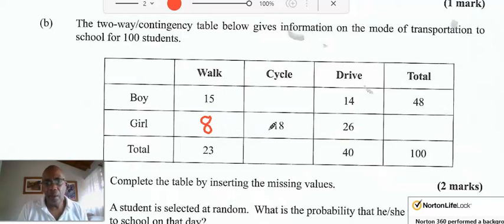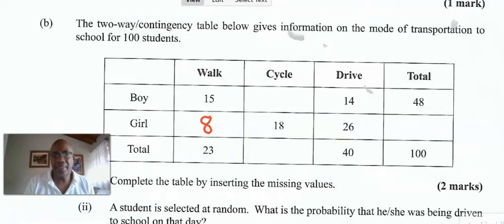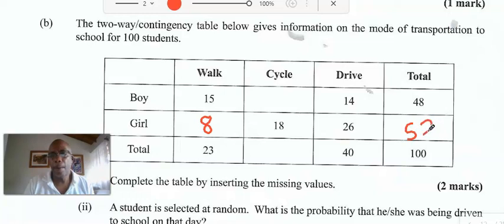Now, from that, we can fill in the blank space for the total number of girls. We simply have to add 8 plus 18 plus 26. When we add this, we are going to get 52. Okay, so we have that second row filled in.